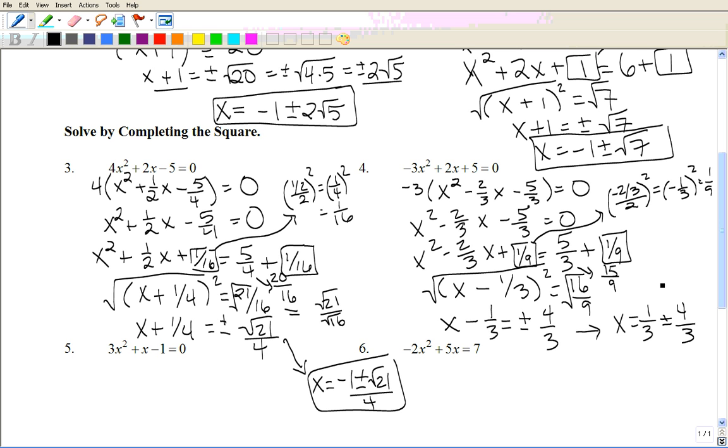But that's just 1 plus or minus 4 over 3. So that means that we have two solutions here. So you have positive 1 plus 4 divided by 3. So 1 plus 4 is 5 over 3, so we have 5/3. And 1 minus 4 is negative 3, divided by 3 is negative 1. And those are the two solutions.